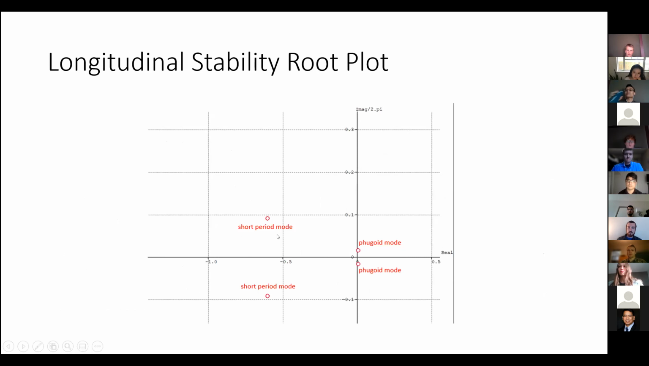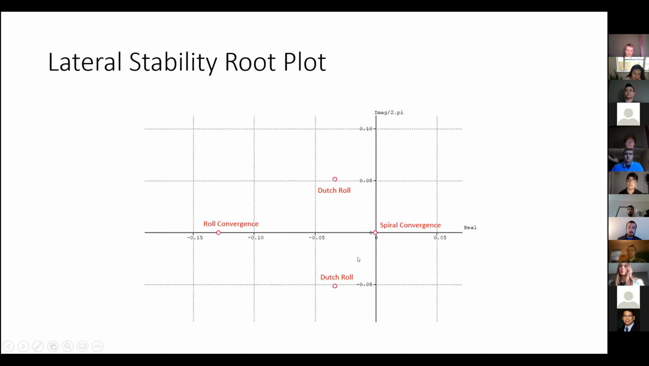Here you can see the longitudinal stability root plot. You have the short period mode, which is convergent, and then the phugoid mode, which is very slowly divergent. And here you can see the lateral stability root plot. All of them are convergent.